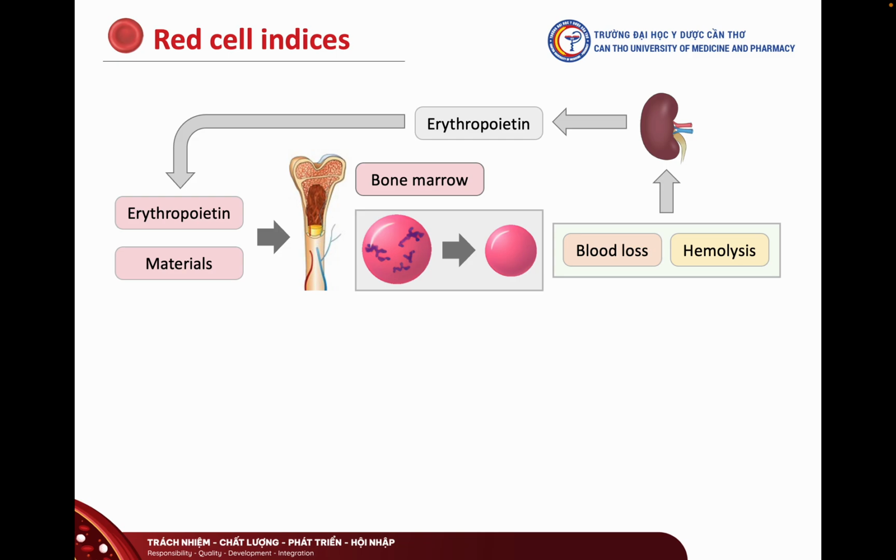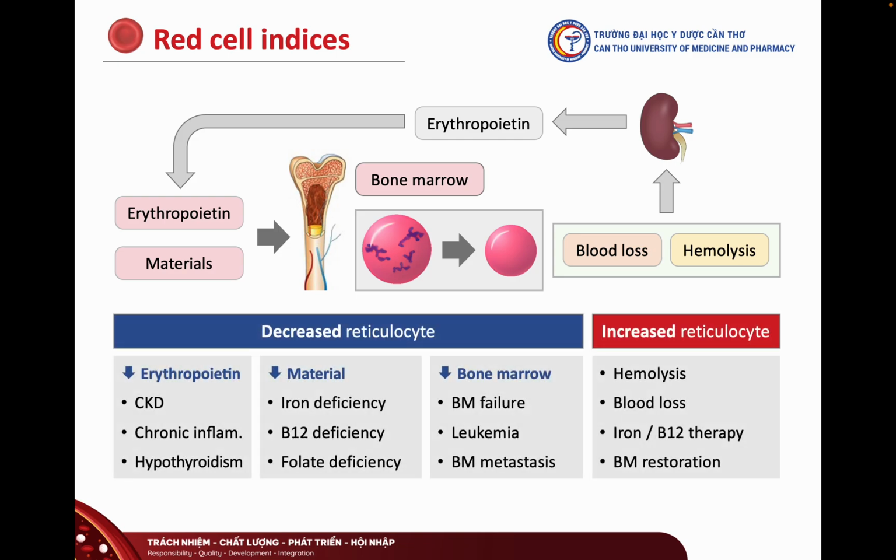So what causes the increase of the reticulocyte count? The first one is acute blood loss, the second is hemolysis, and the third is the recovery after treatment of deficiencies, and the bone marrow regenerating after suppression.